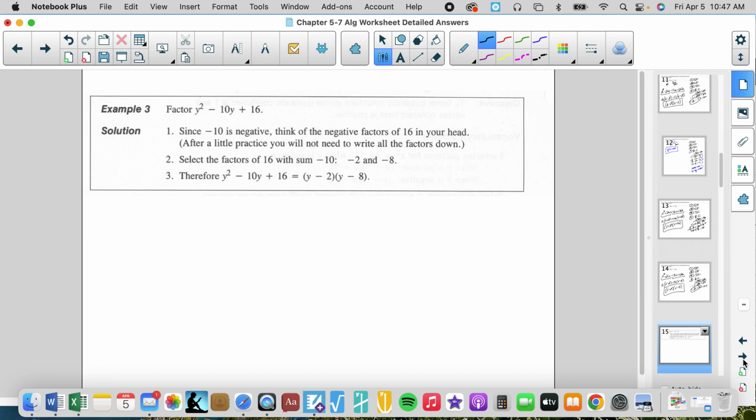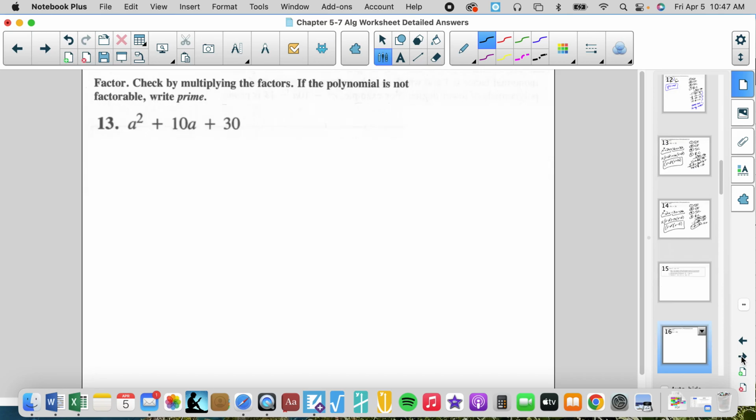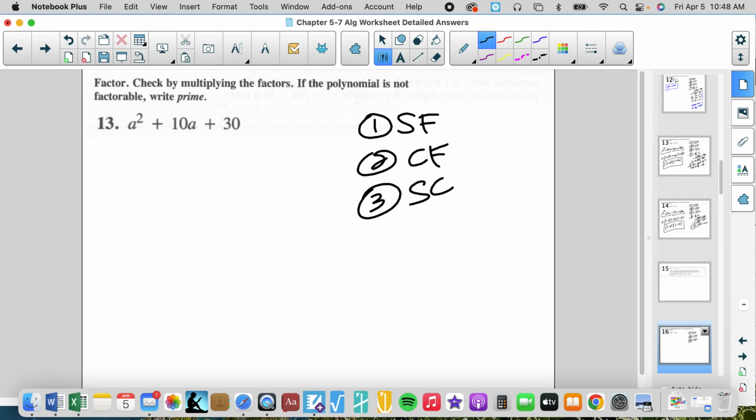We're going to keep doing this. Number 1, is it in standard form? Yes. Is there a common factor? No. Is it a special case? No, 30 is not a perfect square.